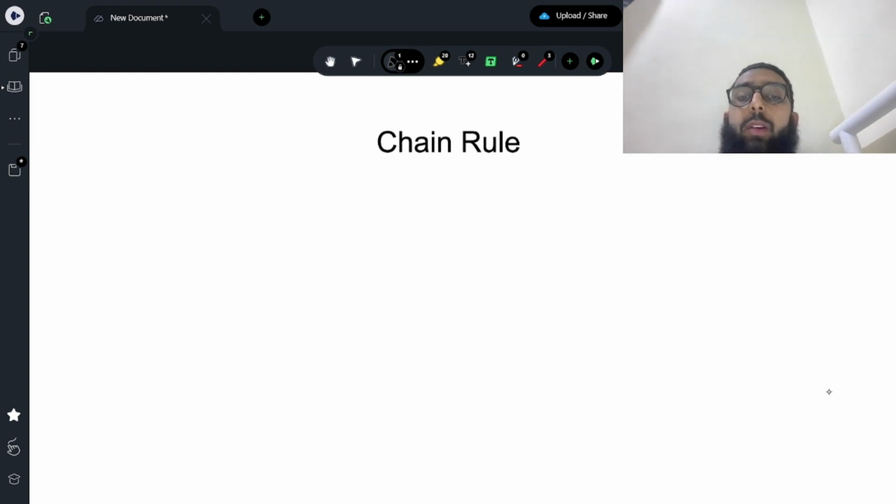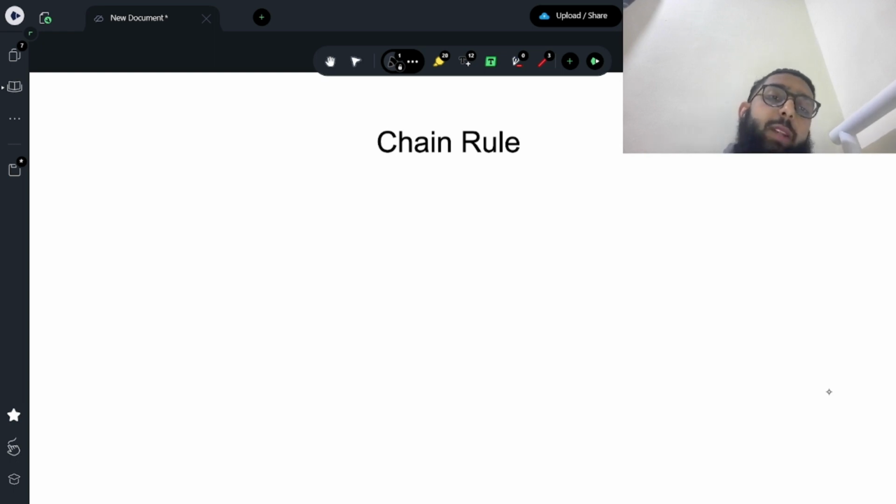Today we'll be going over the chain rule for differentiation. We've already been through what differentiation actually is via first principles. We've done the product rule for polynomials and some trig differentiation. So now we're going to go to the chain rule. So just to jump right in, what is the chain rule?